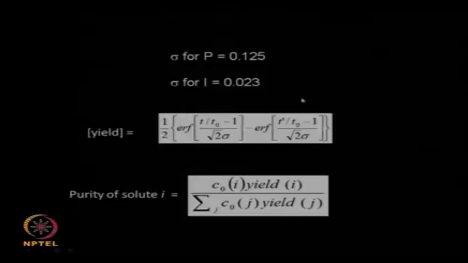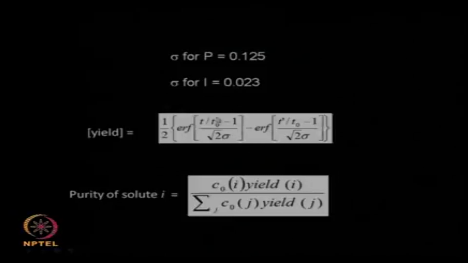Now yield is given by this error function equation, okay, where half into f of T by T naught minus 1 divided by square root of 2 sigma minus f T dash by T naught minus 1 divided by square root of 2 sigma. So if you are collecting the product between the time T dash to T, then this is the equation for yield, okay. And the purity in this two component system is going to be concentration maximum into yield divided by summation of the concentration yield for component 1 and concentration yield for component 2. So this is a two component system, okay.